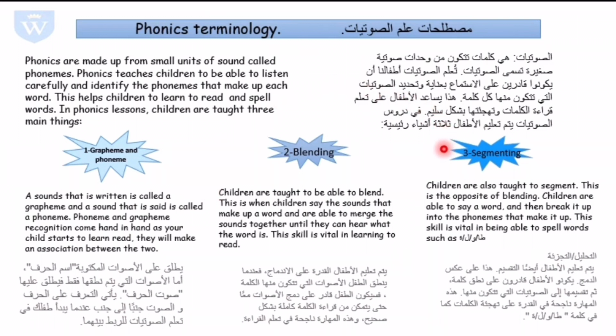The third way is segmenting. Children are also taught to segment. This is the opposite of blending, and children are able to say a word and then break it up into the phonemes that make it up. This skill is vital in being able to spell words such as طاولة, which means table.